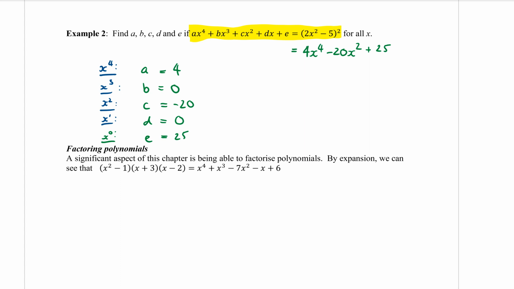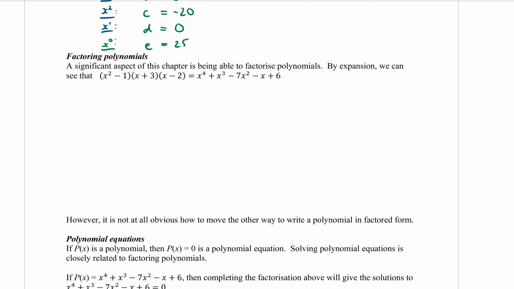Okay, factoring, and we're going to spend a fair bit of time trying to factorize polynomials. A significant aspect of this chapter is being able to factorize polynomials. By expansion, we can see that x squared minus 1 times x plus 3 times x minus 2 is going to be equal to that. And there's a space there so that we can show it. Okay? Because it's actually kind of fun to expand out lots of brackets. Don't you think? Yeah? All right, so let's start with the left-hand side.